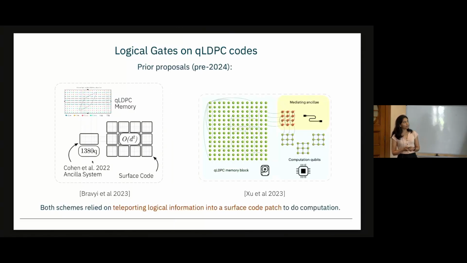I think the early papers kind of just glossed over the idea. They had an efficient memory, and they teleported to a surface code to actually do the gates. And even the mediating structure to move information to the surface code was pretty large. In fact, it was larger than the code itself.